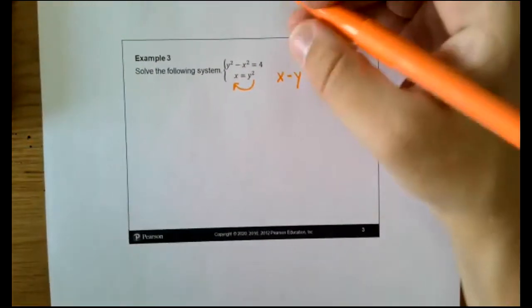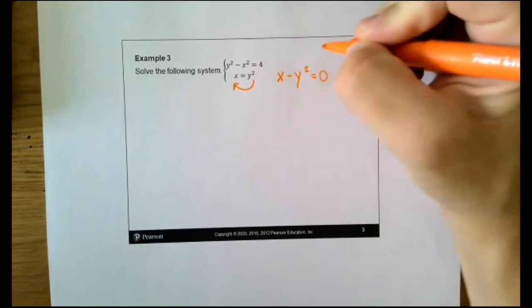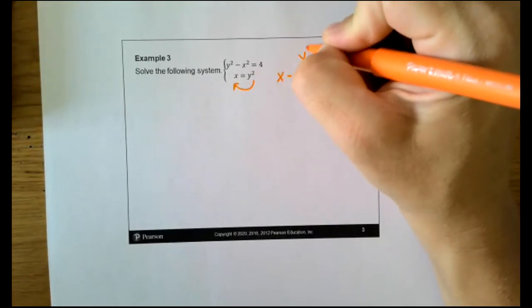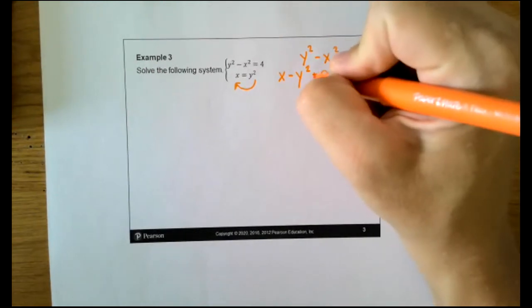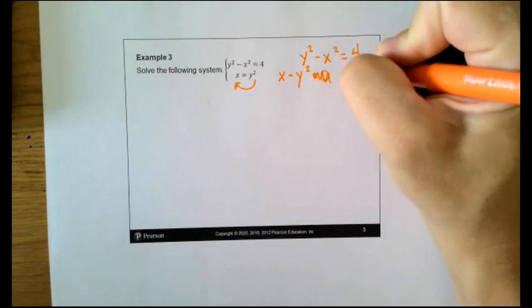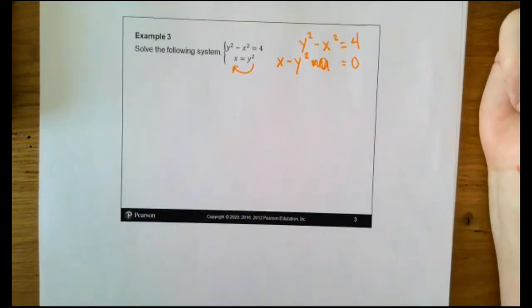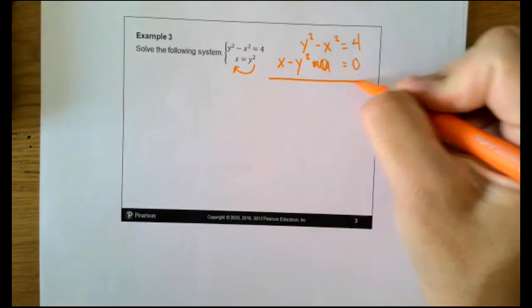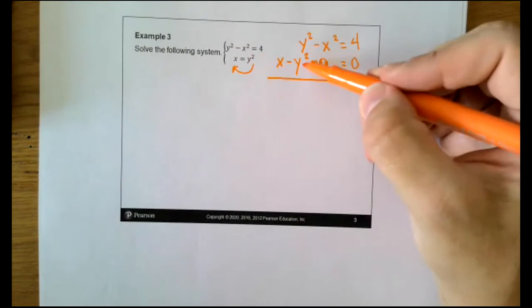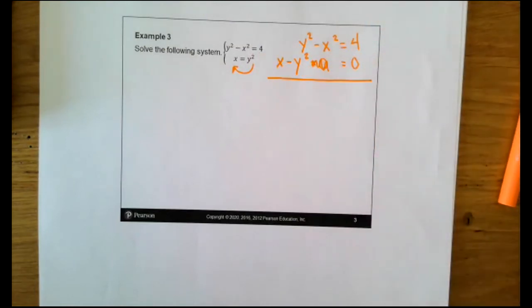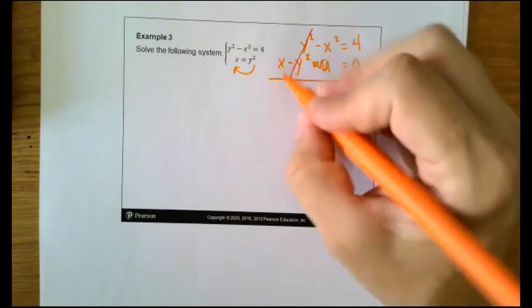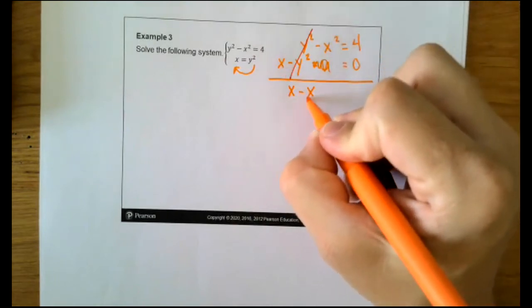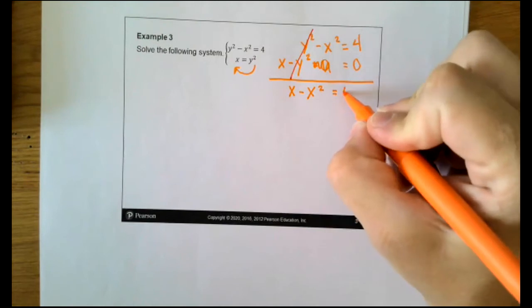And the top one is y squared minus x squared equals 4. So I should put my equals 0 way over here. So those line up. But it's already a positive and a negative. So now I can just x minus x squared equals 4.